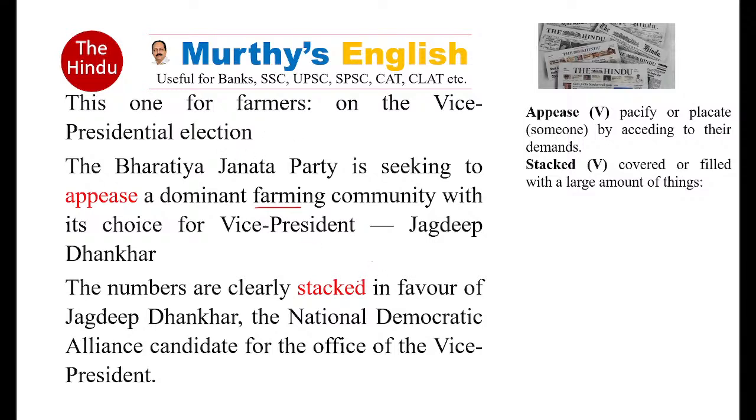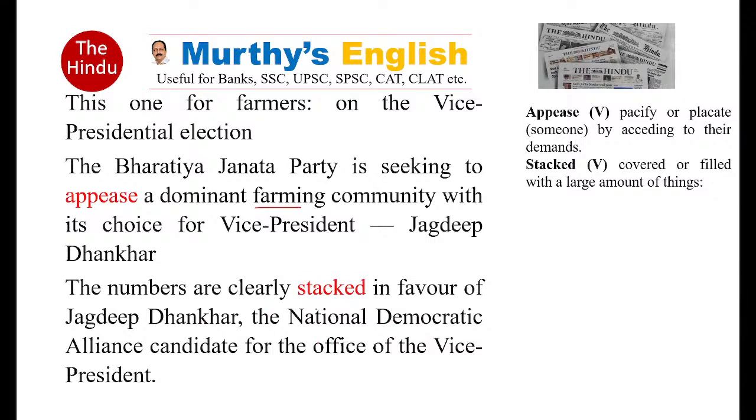And the main idea about Mr. Jagdeep Dhankar and the opposition, they have their own candidate, about that candidate, and what is the role of the vice president and also chairperson of Rajya Sabha. It's all about that, the broad framework. The numbers are clearly stacked in favor of Jagdeep Dhankar, the National Democratic Alliance candidate for the office of the vice president. Obviously, the numbers are clearly stacked. Here, stacked one meaning covered or filled with a large amount of things. That means the numbers are in his favor.